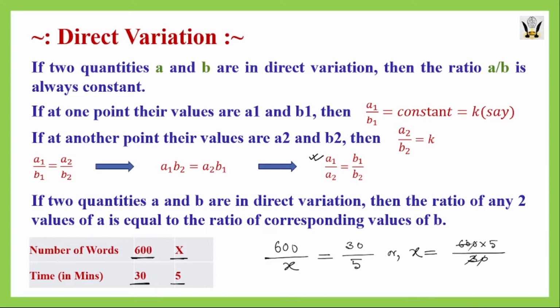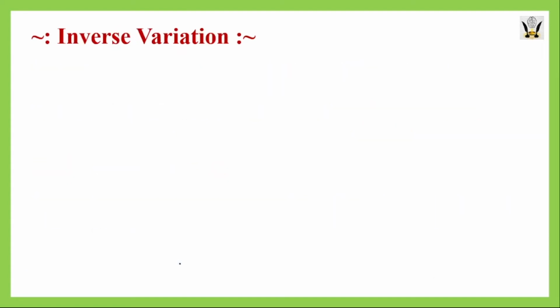So it will be how much? 20 multiplied by 5, so it will be 100. That means in 5 minutes the same person will type 100 words. And this is how we find any unknown value of one quantity which is in direct variation with the other quantity. Next we will learn about inverse variation.